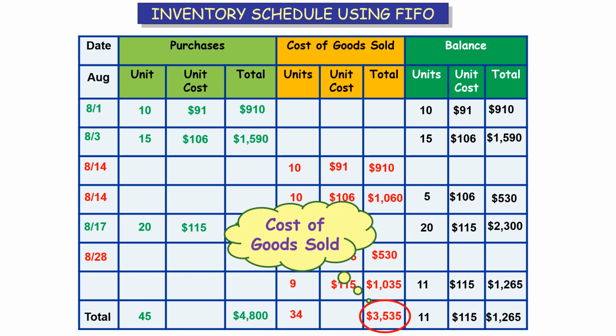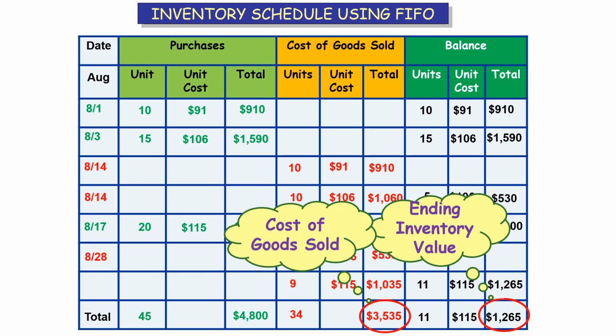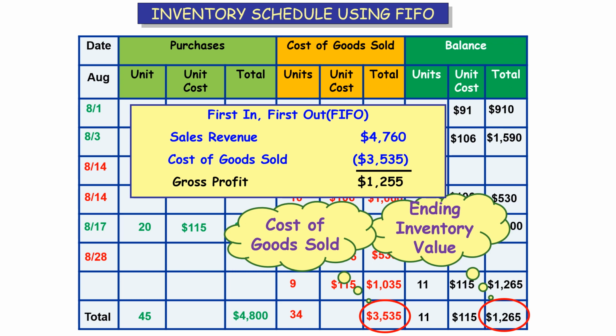Now, this is our cost of goods sold. This is what we were looking for. And this is going to be our ending inventory as well. So we have answered the question, right? So what is the cost of goods sold? 3,535. And what is the ending inventory? $1,265.